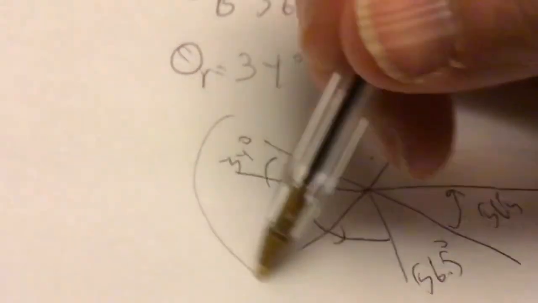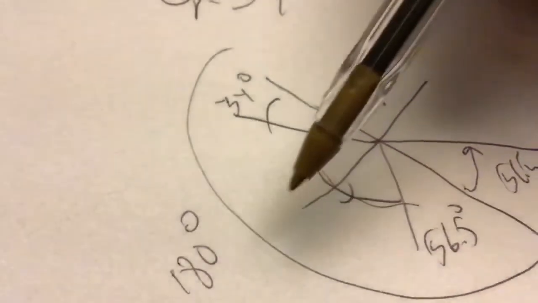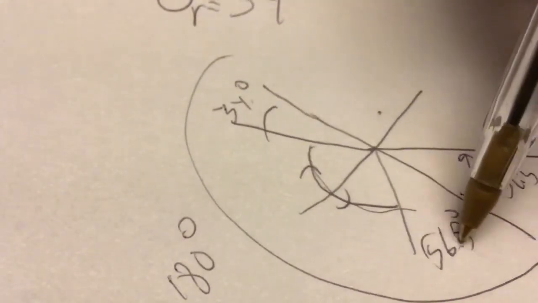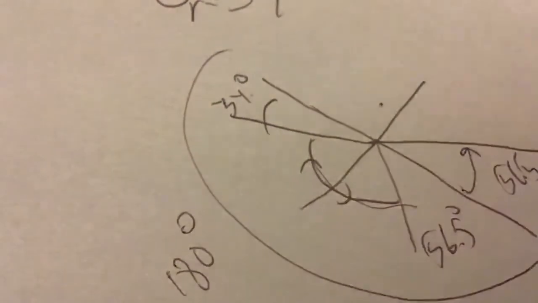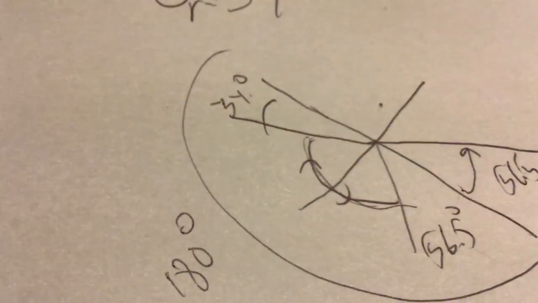So can you figure out how to work it? Well, this whole thing is 180, right? So to figure out this angle, you could take 180, subtract off 34 and 56.5. And then you'd be able to figure out what this angle is right here. And I think that's it with the calculations.